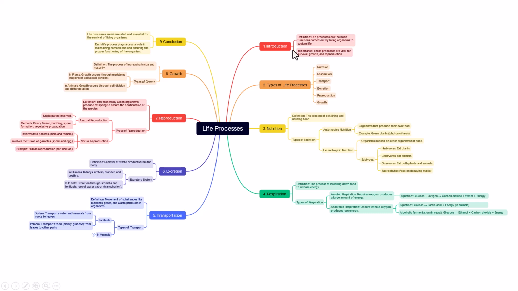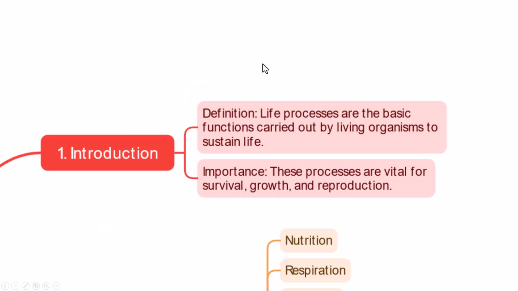So, we have the introduction, types of life processes, and definition of each one of them. And lastly, we have a conclusion. So, let's start with it. So, you can understand how to follow this mind map efficiently. First is the introduction.